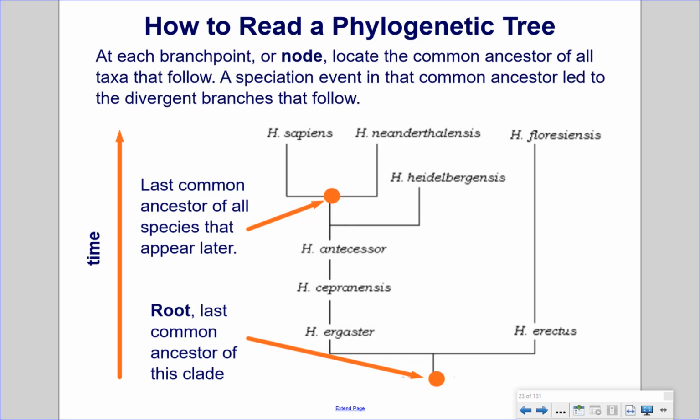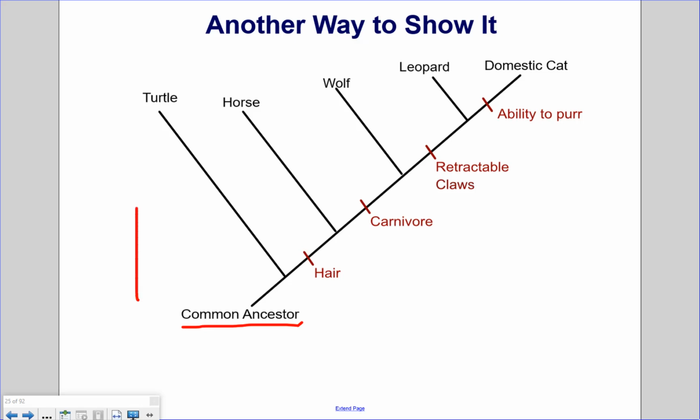How to read a phylogenetic tree. At each branch point or node, locate the common ancestor of all taxa that follow. A speciation event in that common ancestor led to the divergent branches that follow. Again, the root at the very bottom is where it all started, then each branch point is a node. So there's a node right here, and there's a node right here. At these nodes, some speciation event occurred that caused the species to evolve into new species.